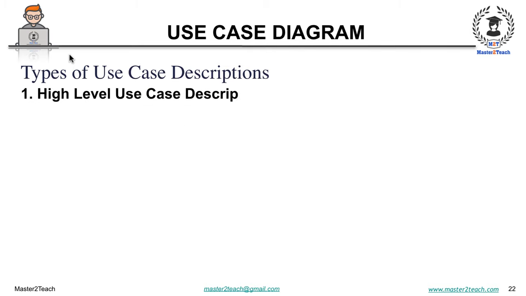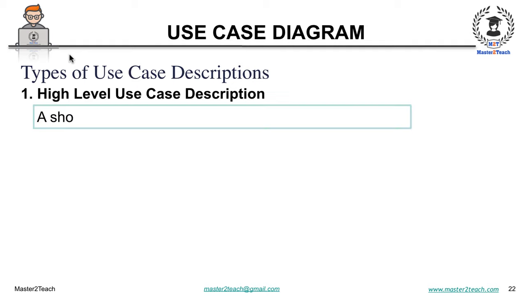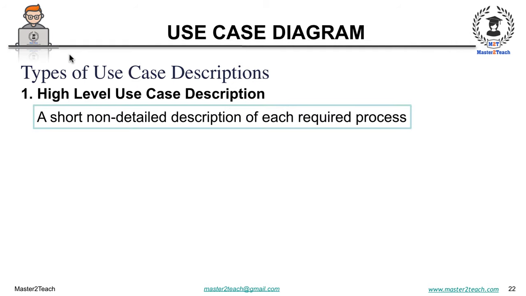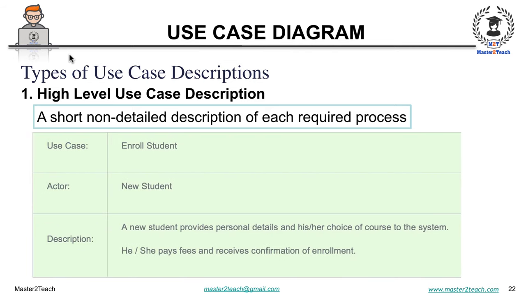A high-level use case description is a short, non-detailed description of each required process. In a high-level use case description, we will not go through the details of the interactions. It's a short, non-detailed description, as shown below. The high-level use case contains the use case, where we write the name of the use case that we are going to describe. Number 2 is the actor, who is going to call this use case. In the description, we write a short, non-detailed description.